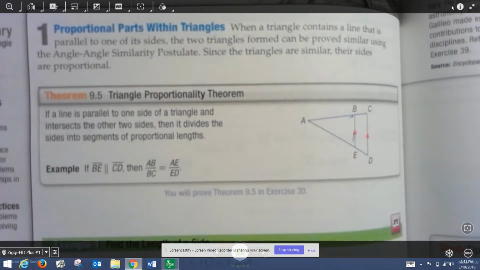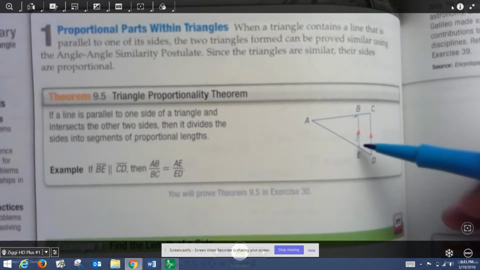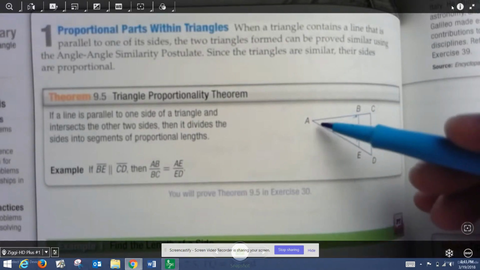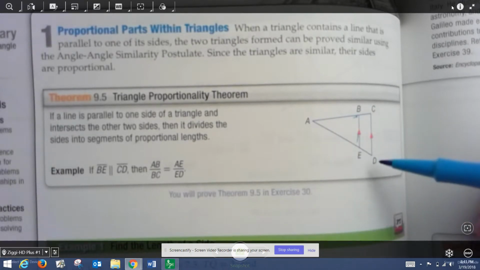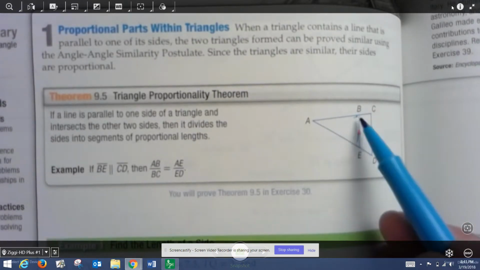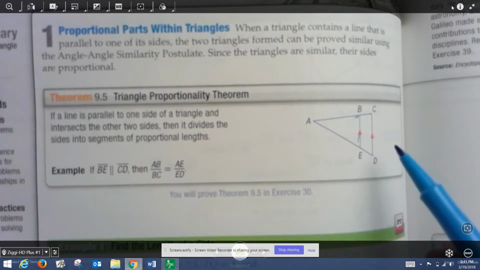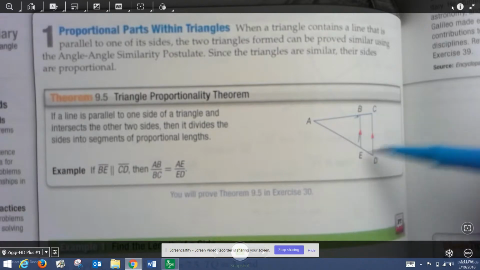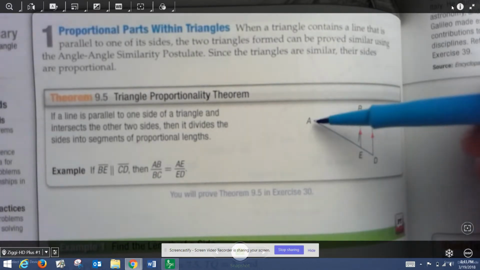Okay, so it's actually pretty simple. As long as you create a line that's parallel, it divides the triangle into parts that make ratios, and these ratios are proportional to each other. So in this case, AB to BC is proportional to AE to ED. In fact, I believe you might even be able to say that CD is proportional to BE, but in any case, let's not go there. Let's just say that the ratio between AB and BC is the same as the ratio of AE to ED.